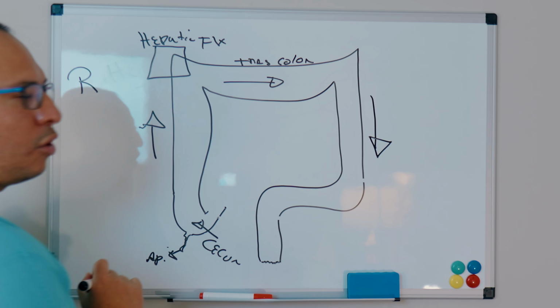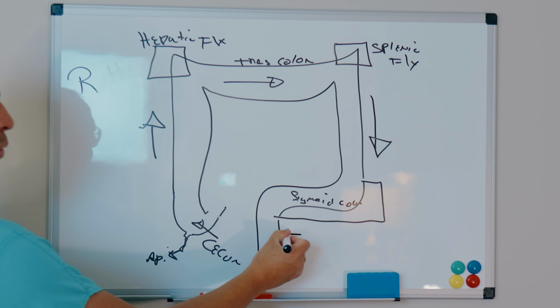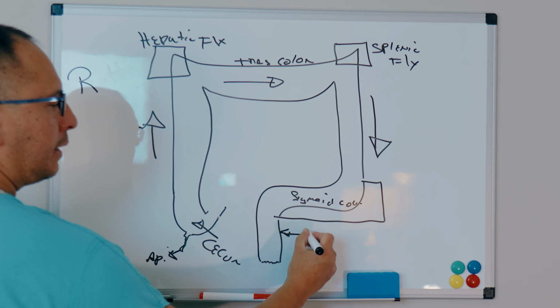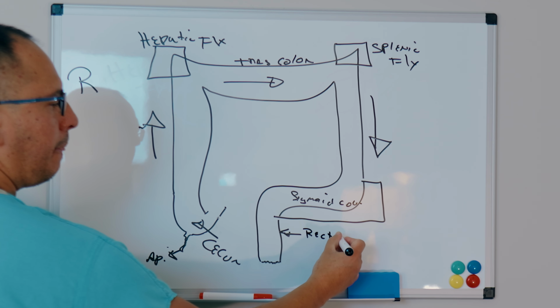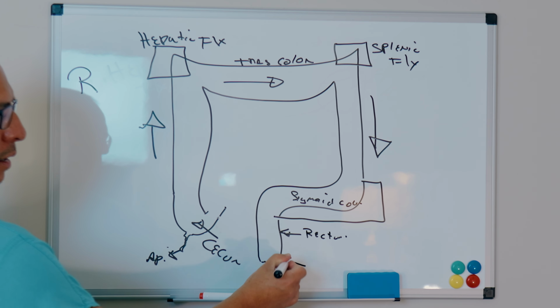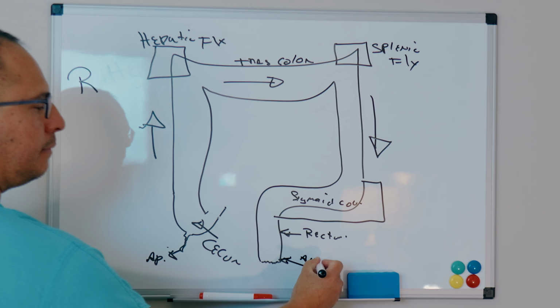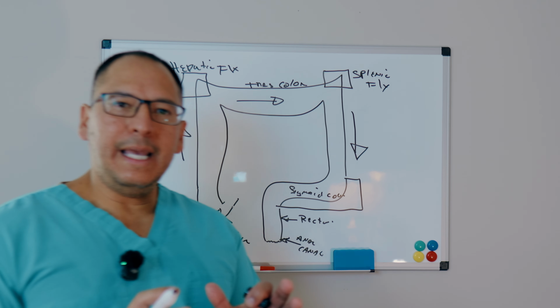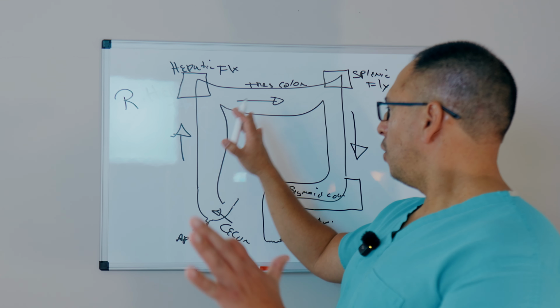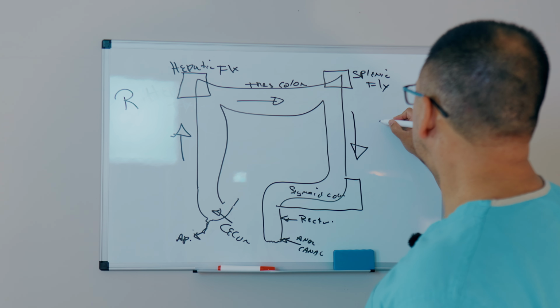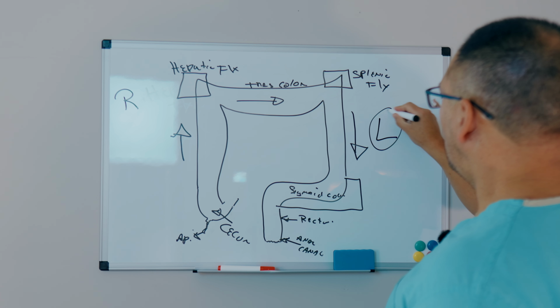Right about this area, we have the sigmoid colon. Over here, we have the rectum. And right over here, we have the anal canal. Why it is extremely important to know all these landmarks. And by the way, this is the left side of the colon, right side of the colon.